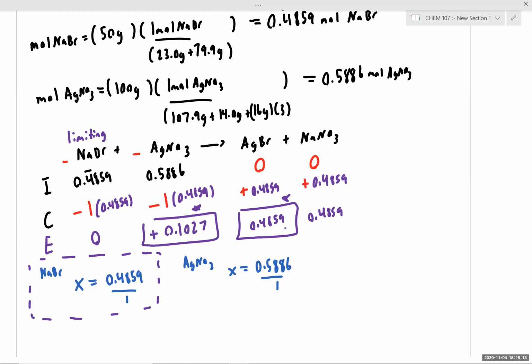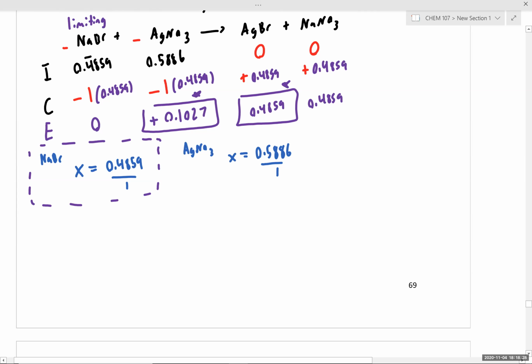And the best part is, all we have to do at the end is convert to grams. Exactly right. So we have the moles. If we want to know the mass of product generated and the mass of reactant remaining, we can do just that. So if we want to know the mass of product, we're going to take the moles of silver bromide and convert it to the grams of silver bromide. And we know how to do a mass to mole conversion. We've done that plenty of times in this class.